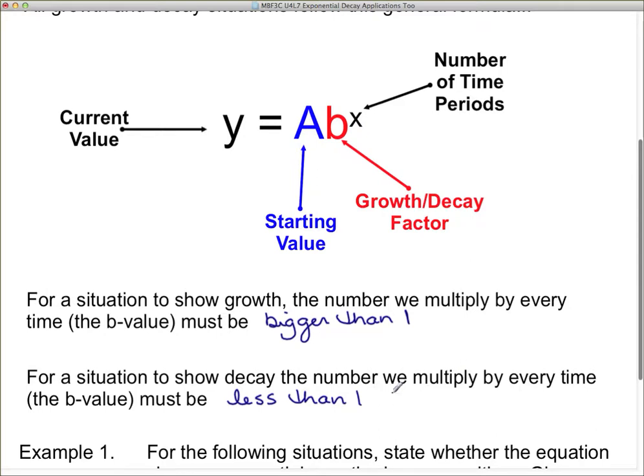And by less than 1, we're not going to go way less than 1. It can't be 0 or in the negatives, so not negative. Even though negatives are less than 1, our b can't be negative.